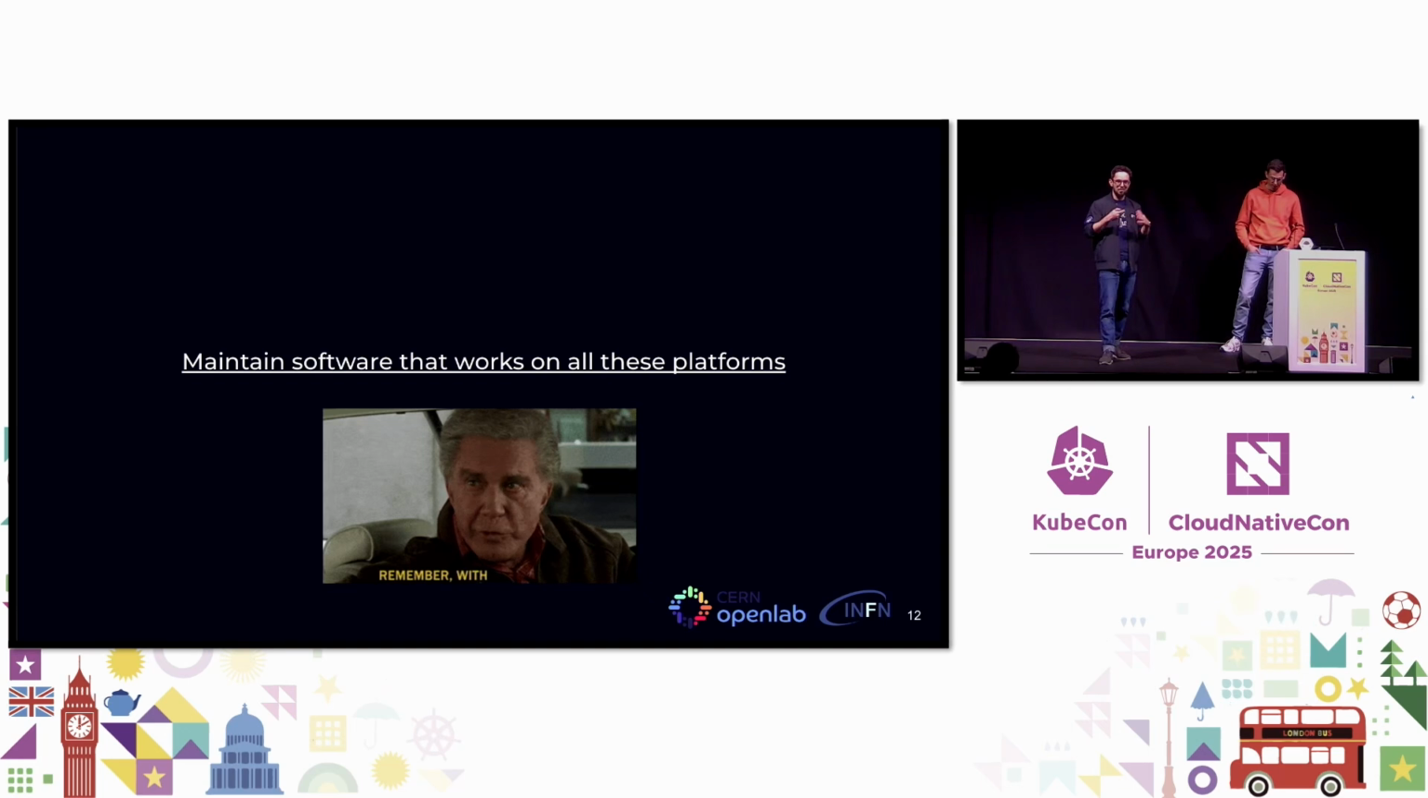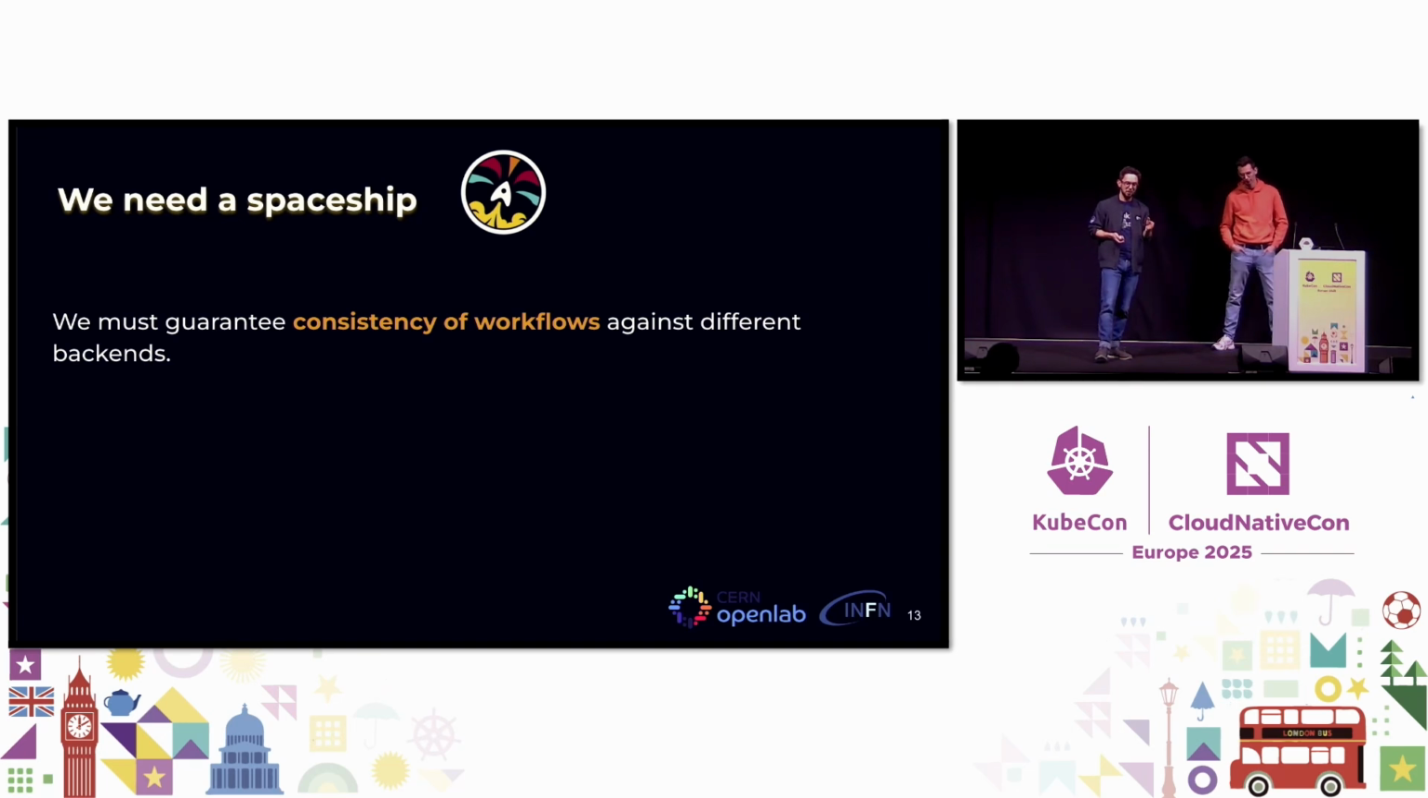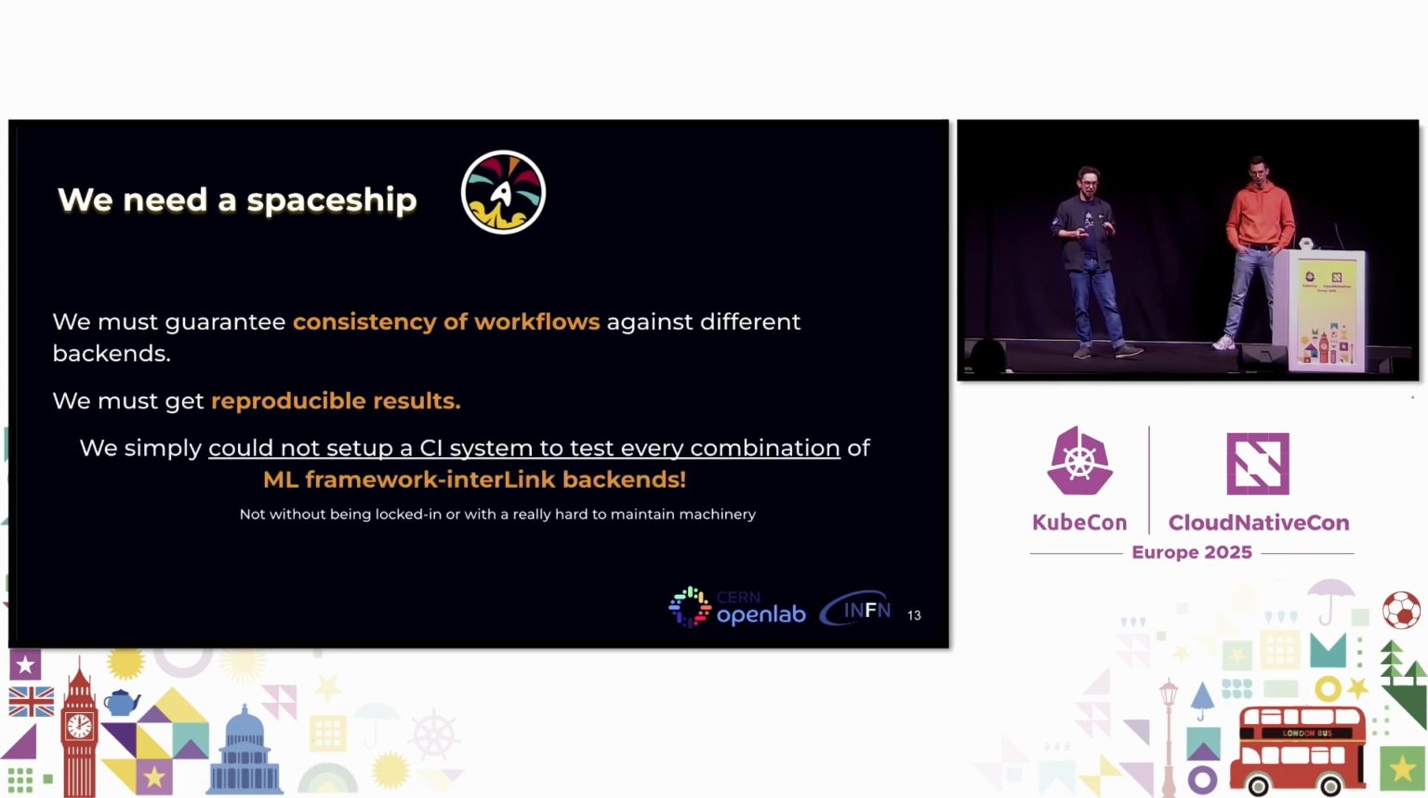Cool. Now we have big powers, we also have big responsibilities, because we need to provide a consistent environment for our users. We need, in other words, a spaceship. And a spaceship needs to provide us with consistency of workflows. We need to check our workflows. We need reproducible results. And yes, we can do this with the CI systems that we have nowadays, but not without locking ourselves into a custom solution or the copy-pasting nightmare that you might know very well.